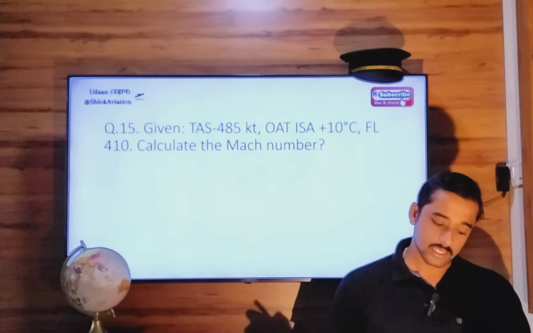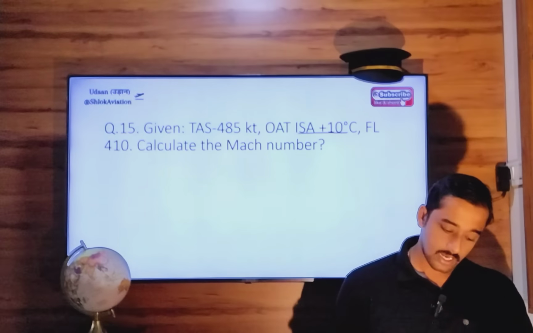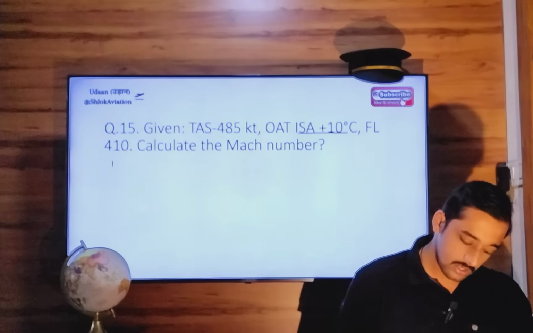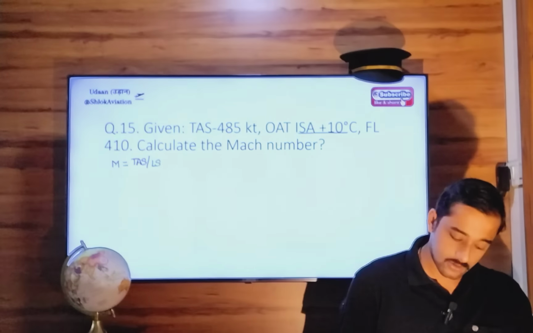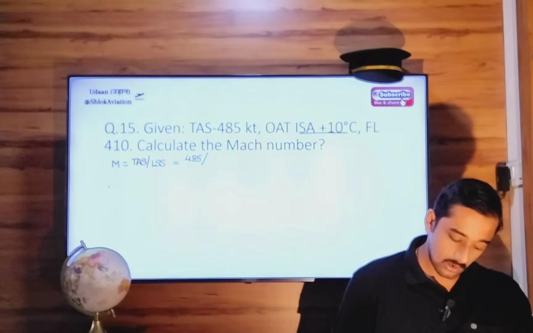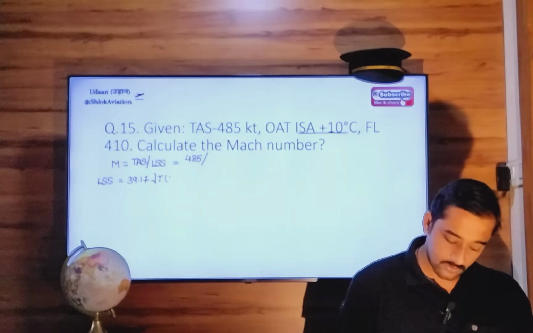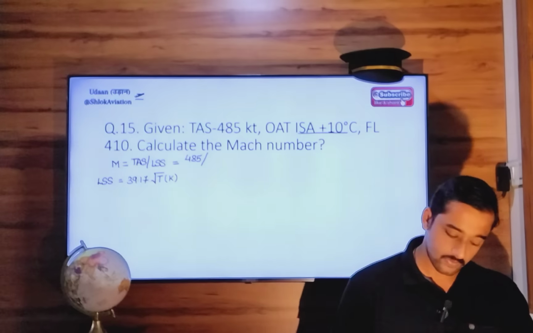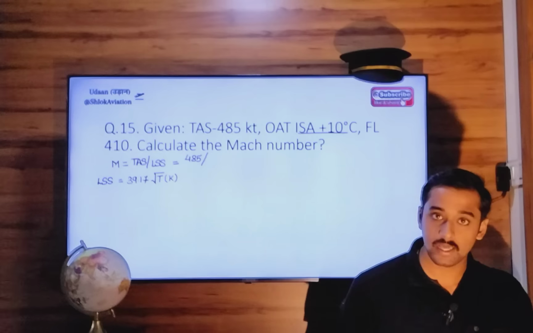Question 15, TAS, outside temperature and the flight level. Calculate Mach number. Easy. Mach number is TAS divided by local speed of sound, which is 485 divided by, now local speed of sound is equal to 39.17 root of temperature in Kelvin. What is the outside temperature here? It is ISA plus 10.